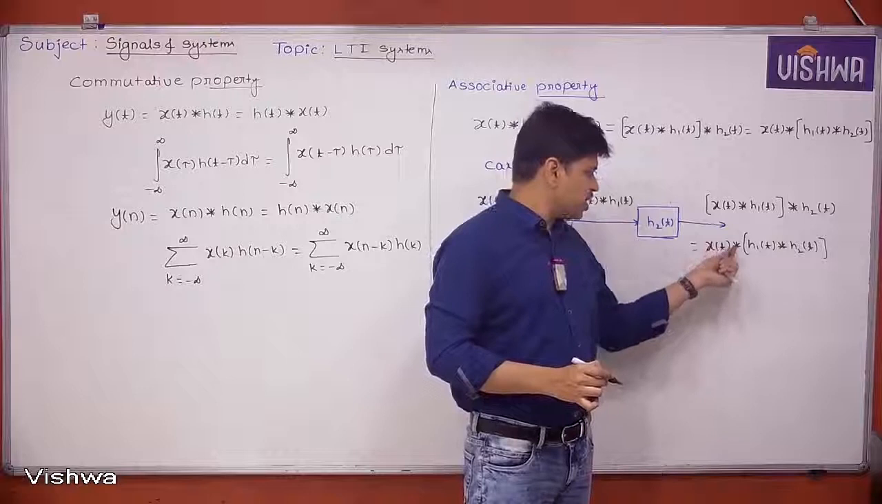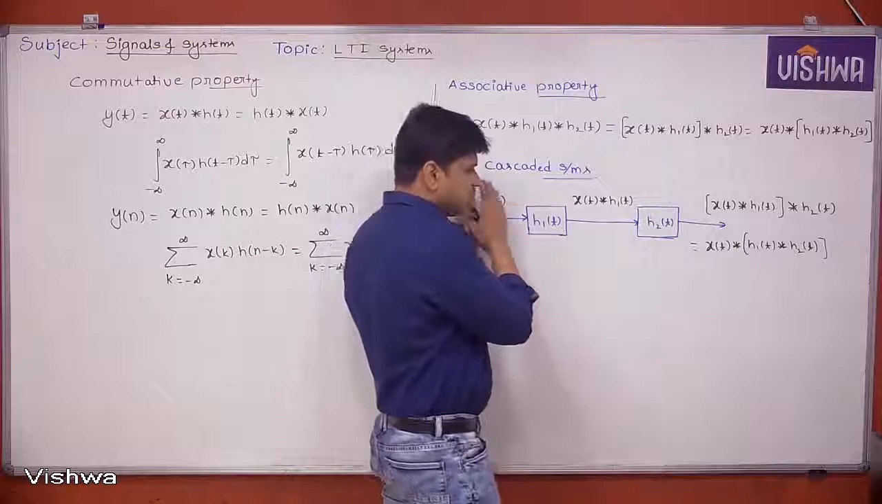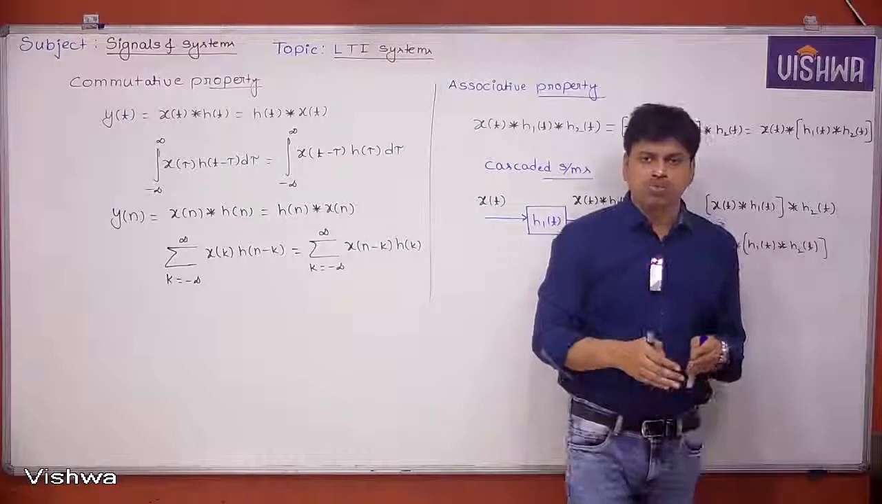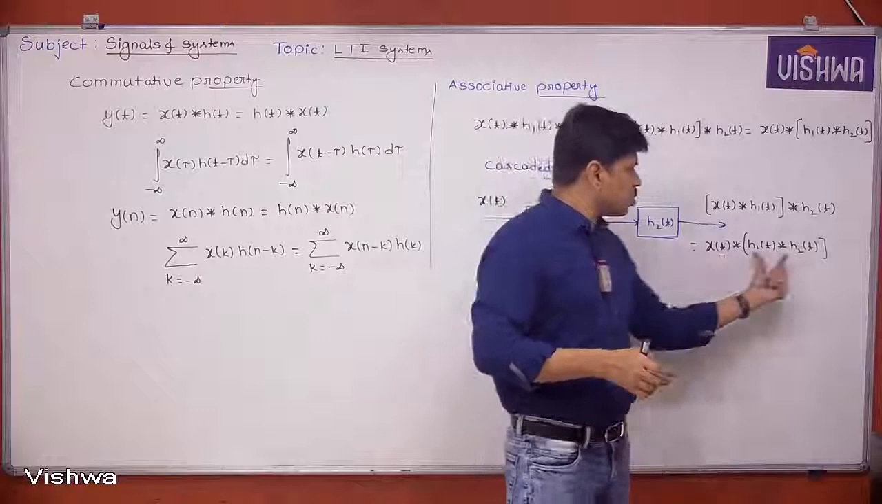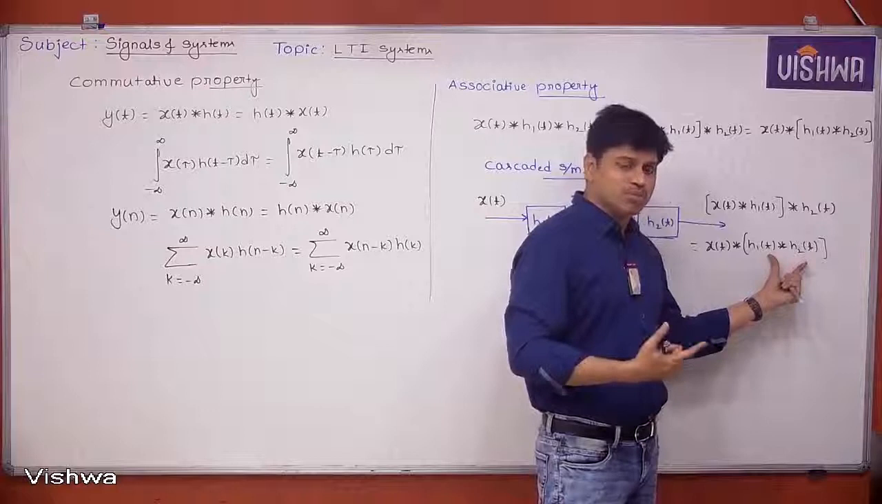I hope you understood what I am going to say. So if x of t is the input, directly I am seeing the final output, which is nothing but x of t convoluting with something. I told you the output is nothing but x of t convolution with the impulse response. That means I can say this total thing, h1 of t convolution with h2 of t, is going to be the overall impulse response when the two systems are cascaded.